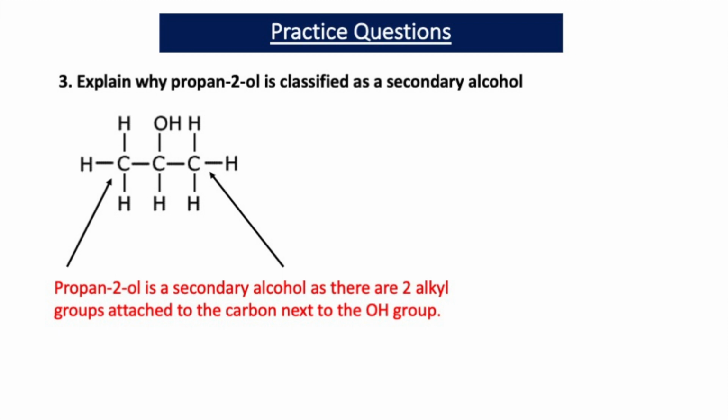So question 3 is asking why propan-2-ol is classified as a secondary alcohol. Now it's classed as a secondary alcohol because there are 2 alkyl groups attached to the carbon next to the OH. And you can see in this diagram that the 2 alkyl groups are both CH3 groups, methyl groups.